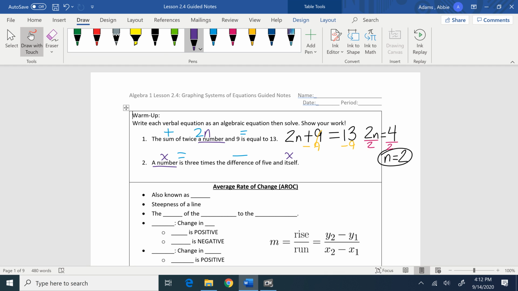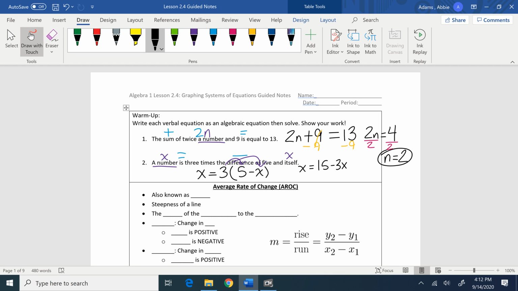So let's write it out. I have x is equal to 3 times the whole difference of 5 and itself. Now we can use the distributive property to distribute that 3 throughout. And we get something along the lines of x equals 15 minus 3x.